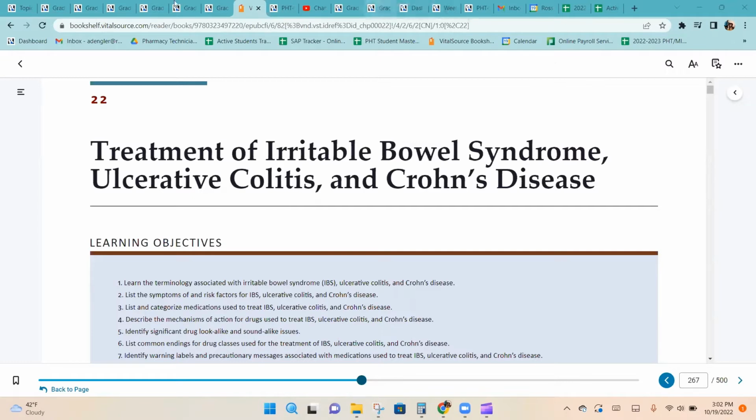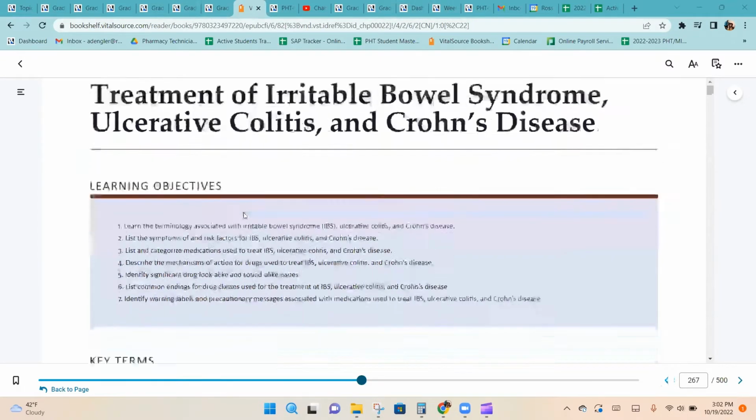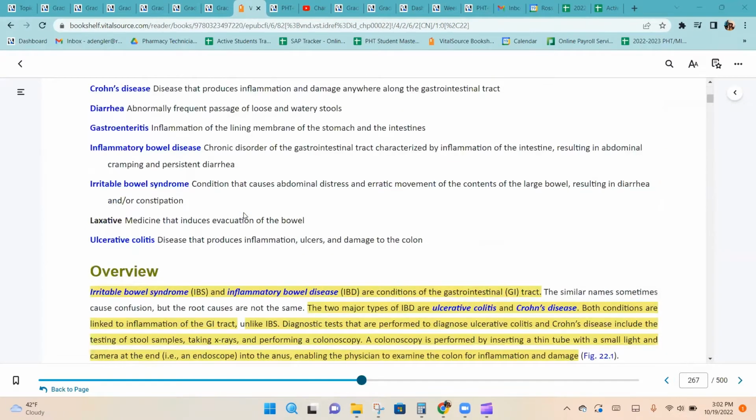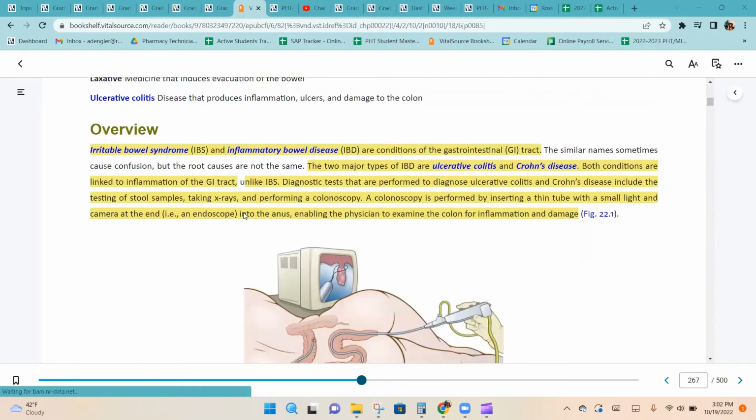Chapter 22, Treatment of Irritable Bowel Syndrome, Ulcerative Colitis, and Crohn's Disease. Irritable Bowel Syndrome, IBS, and Inflammatory Bowel Disease, IBD, are conditions of the GI tract. The two major types of IBD are ulcerative colitis and Crohn's disease. Both conditions are linked to inflammation of the GI tract, unlike IBS.